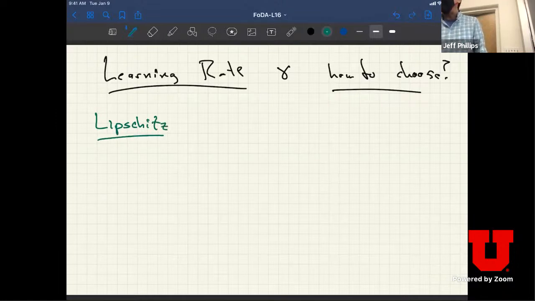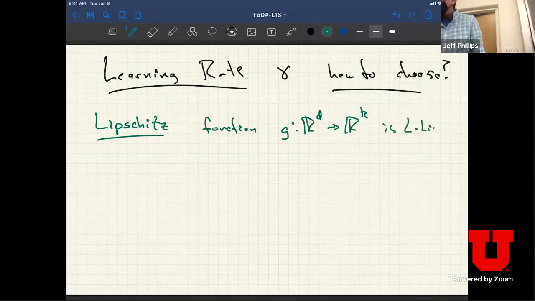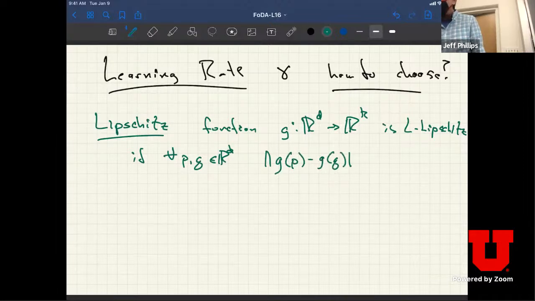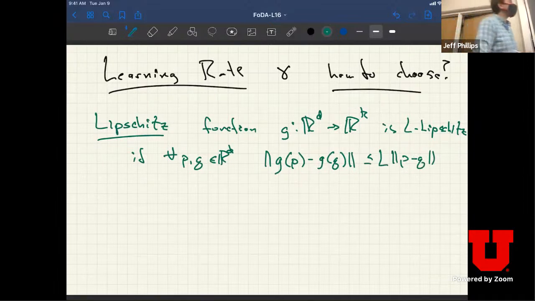Okay, so a Lipschitz property. We say a function, and I'll call this G, from R^D to R^K, is L-Lipschitz if for all P and Q in R^D, we have that the norm of G(P) minus G(Q) is less than L times the norm of P minus Q. Let's look at what this says. I'm taking a function G, evaluating it at two spots, and I want the difference in the function values to be less than L times the difference between these points.